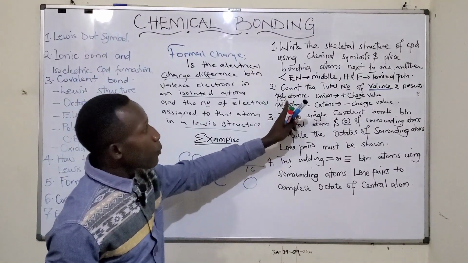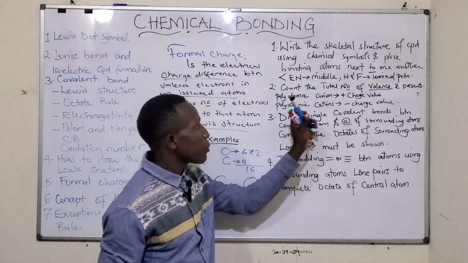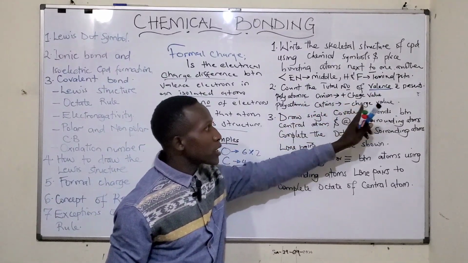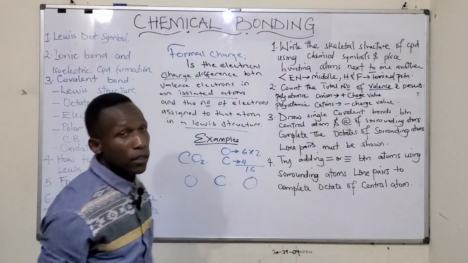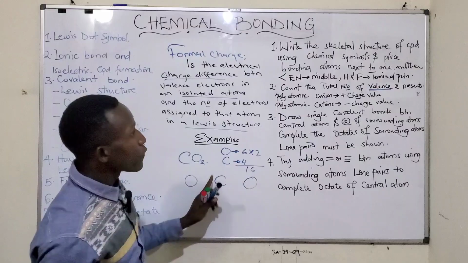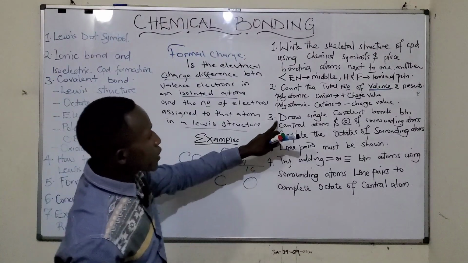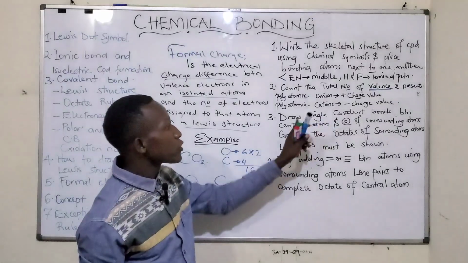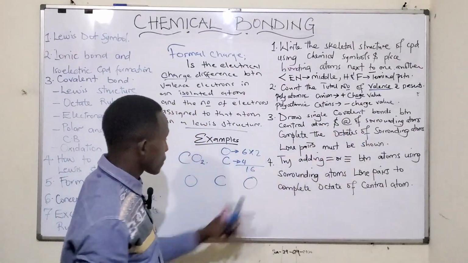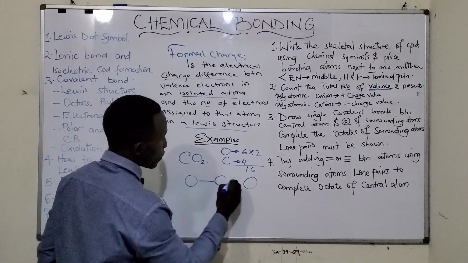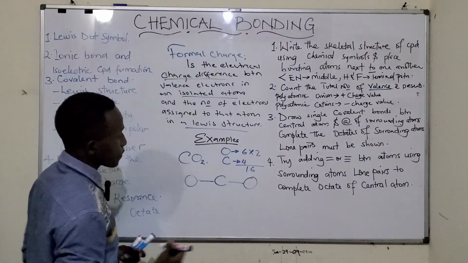We have statements here: for polyatomic anions, we add the charge value, and for polyatomic cations, we subtract the charge value. But we shall see this in the next examples, because here we have no charged atoms. So next step, draw single covalent bonds between the central atom and the surrounding atoms. That means we shall draw covalent bonds. We shall draw them.